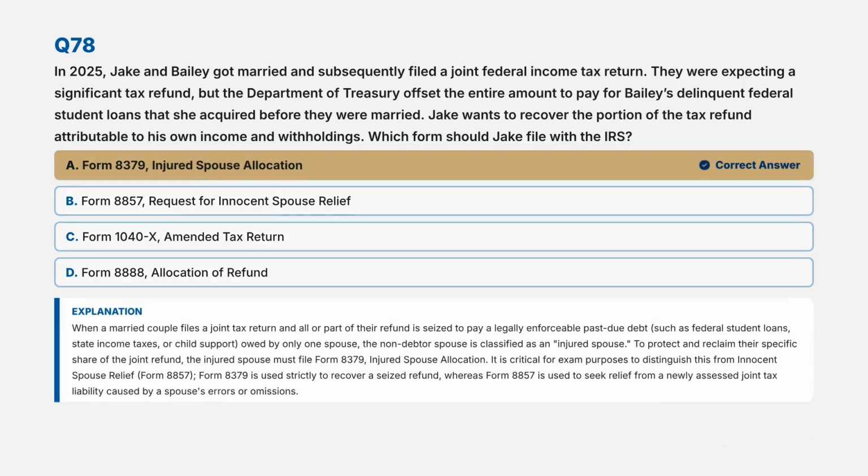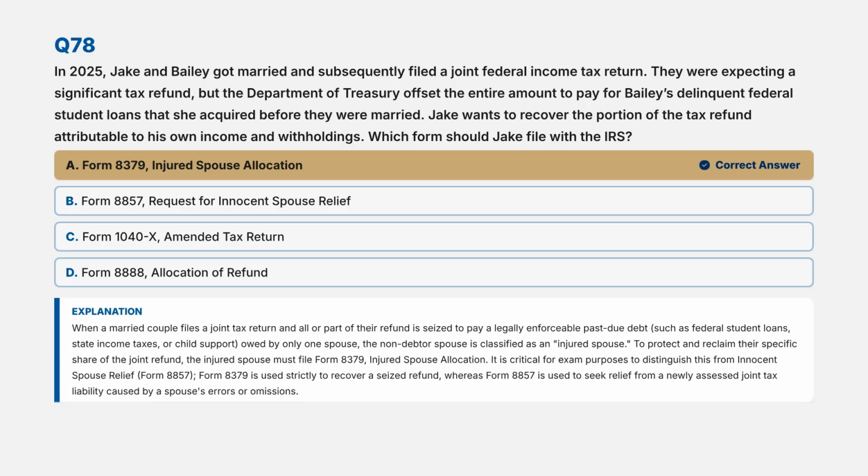The correct answer is A. Form 8379, Injured Spouse Allocation. When a married couple files a joint tax return and all or part of their refund is seized to pay a legally enforceable past due debt, such as federal student loans, state income taxes, or child support, owed by only one spouse, the non-debtor spouse is classified as an injured spouse.